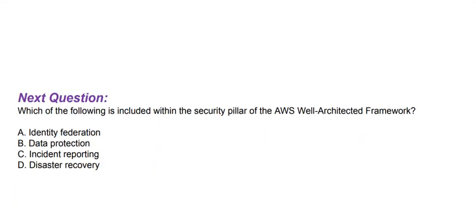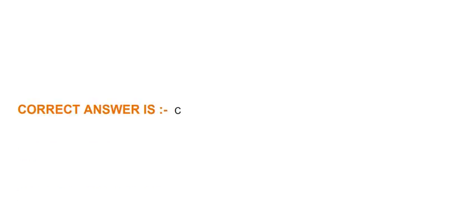Moving to next question. Which of the following is included within the security pillar of the AWS well-architected framework? Option A, identity federation. Option B, data protection. Option C, incident reporting. And option D, disaster recovery. The correct answer is option C.